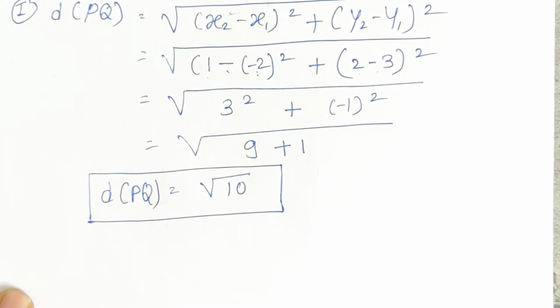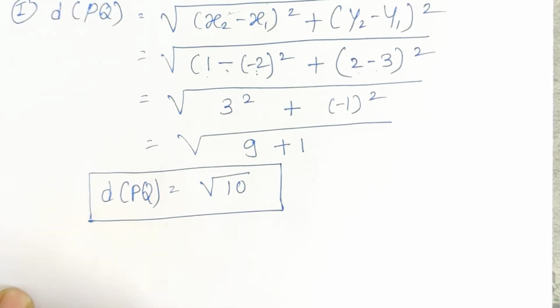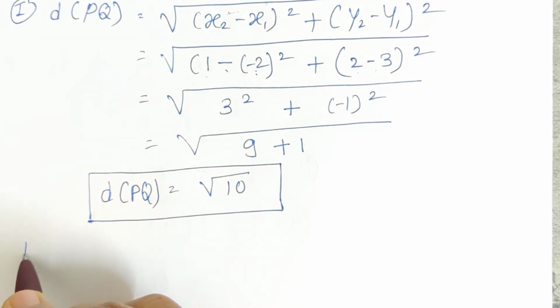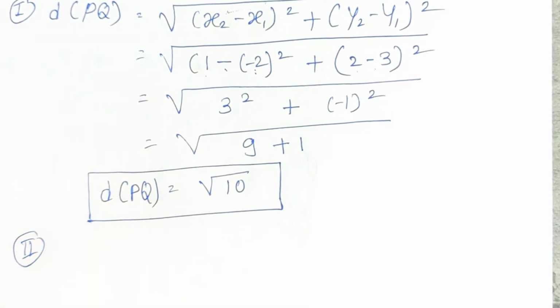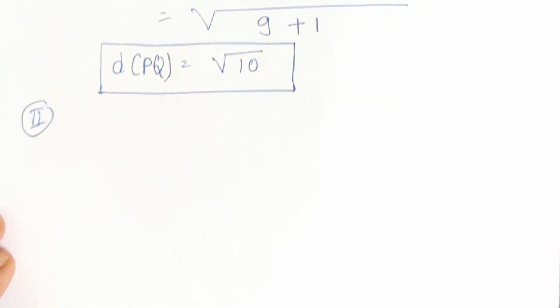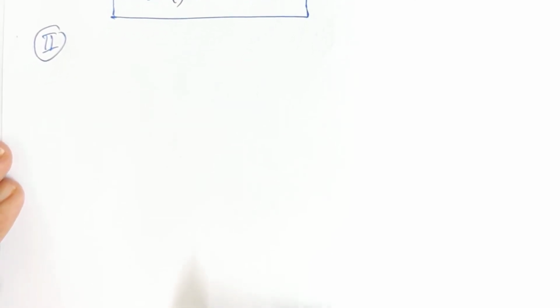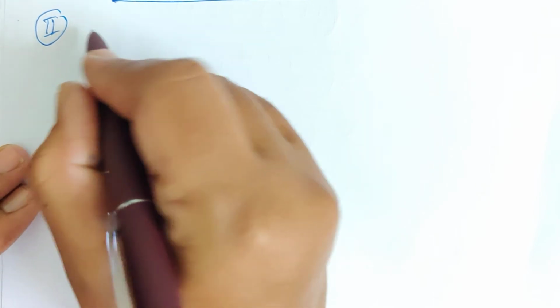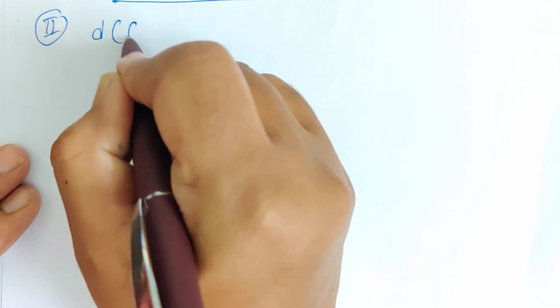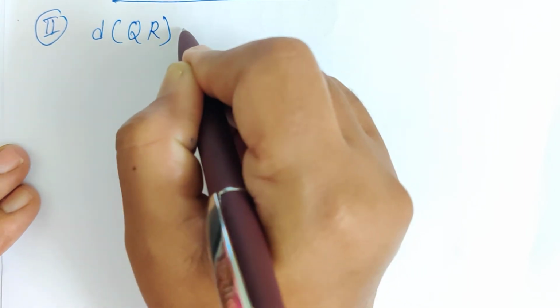You can solve this example with me. Then we will solve the second part of this example. Second part means we will find out the distance of QR. Keep the textbook open in front of you. The example should be in front of you because now here you cannot see the coordinates. We will find out the distance of QR. Keep the example open in front of you.